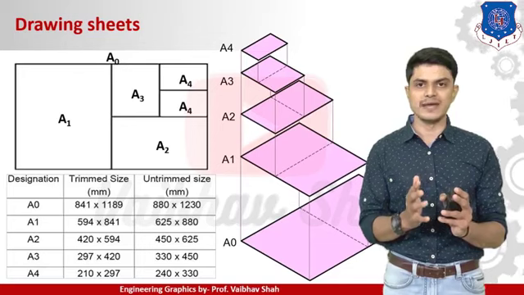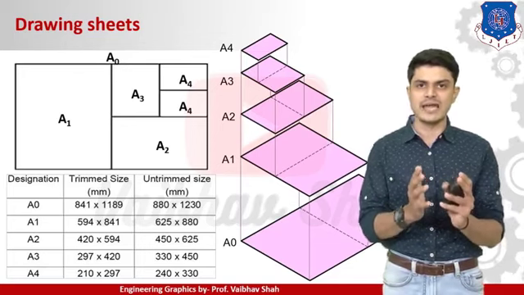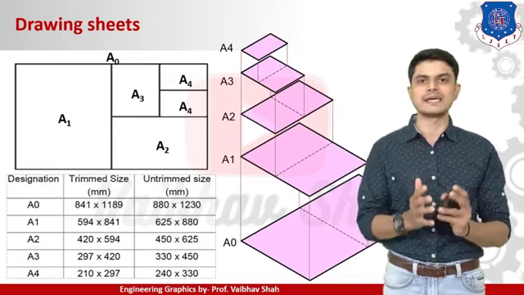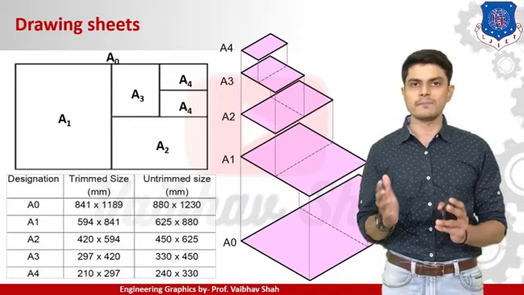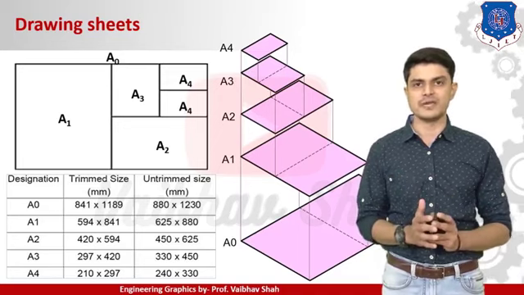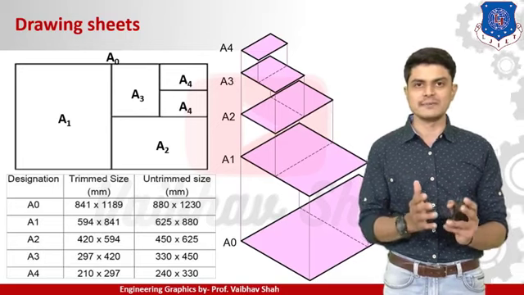I will be letting you know at the end of this lecture what I mean by mm, but just saying that there is one dimension, mm, which we are going to use to describe these sheet sizes. Second, A1. So 594 by 841 is the dimension of A1. Then A2, 420 by 594 is the dimension of A2.